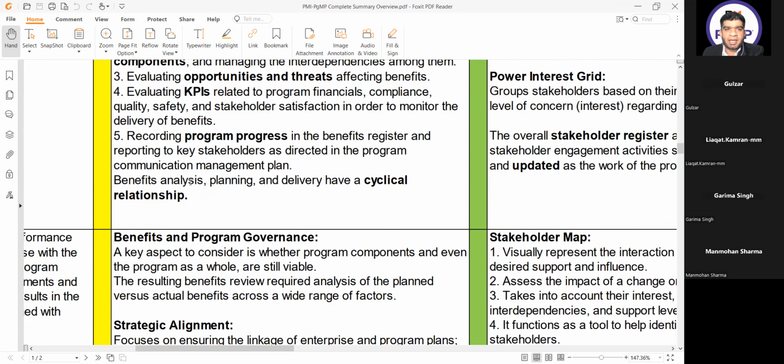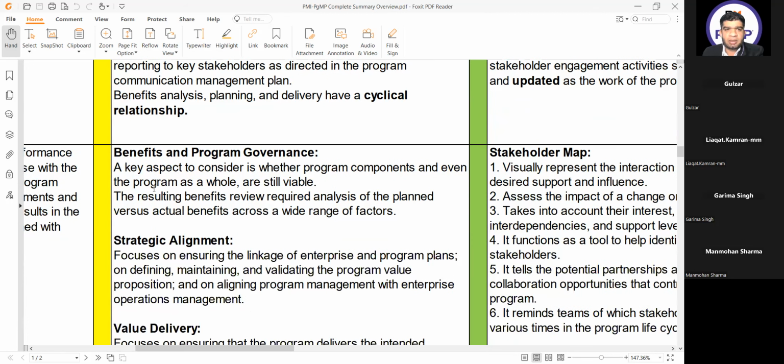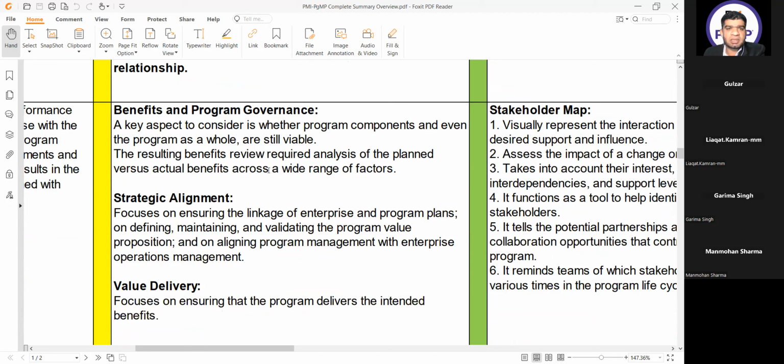Okay. Benefit analysis, planning, and delivery have a cyclic relationship. Then we have link between benefits and program governance. A key aspect to consider is whether program components and even the program as a whole are still viable. This we have to keep on checking every time through the governance. Okay. The resulting benefits review requires analysis of the planned versus actual benefits across a wide range of factors.